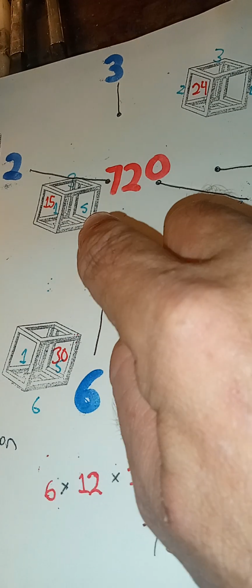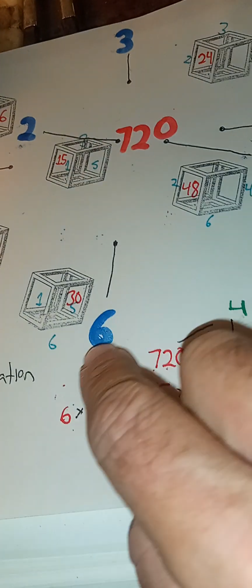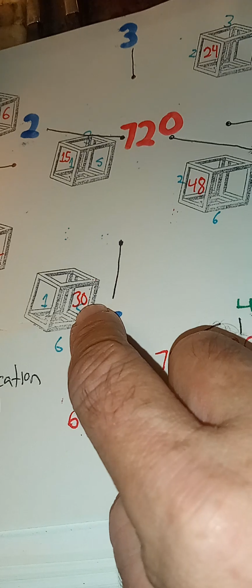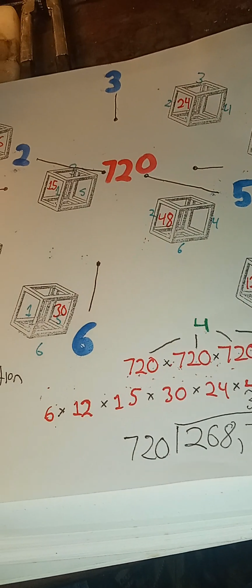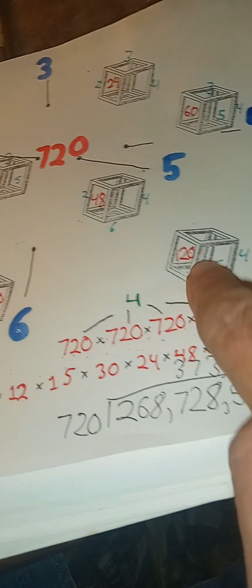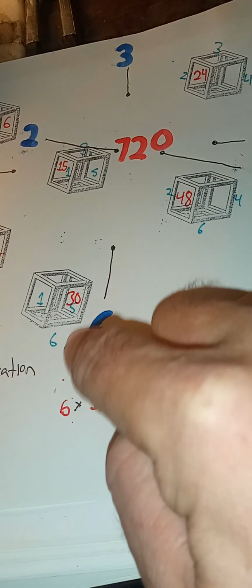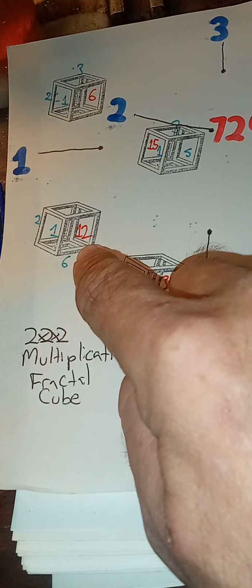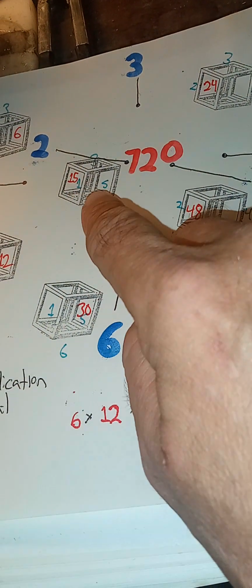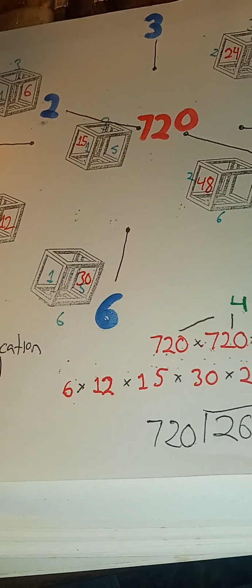1 times 5 times 3 is 15. 1 times 5 times 6 is 30. And all that. The rest of it's the same. And then when you multiply 6 times 120, you get 720. When you multiply 24 by 30, you get 720. When you multiply 60 by 12, you get 720. And 15 by 48, you get 720. You can try that out if you wanted to.